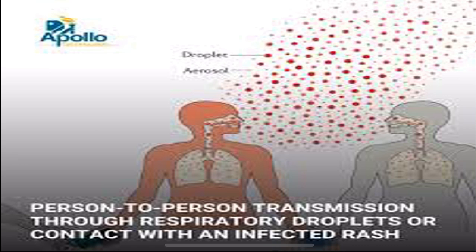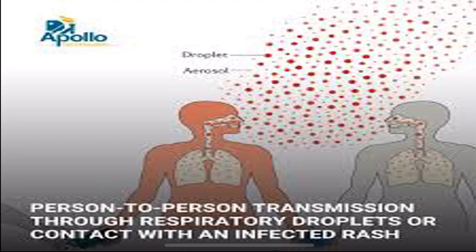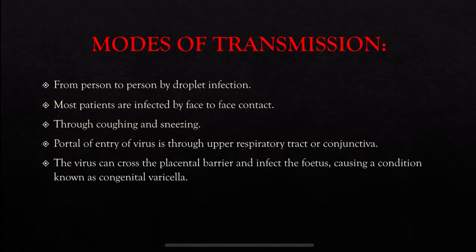You can see the picture here beautifully. You can memorize the mode of transmission from this picture. It spreads from person to person via respiratory secretions, face to face contact, aerosols, and coughing and sneezing. It enters the other person through the nasopharyngeal and upper respiratory tract, and the conjunctiva.